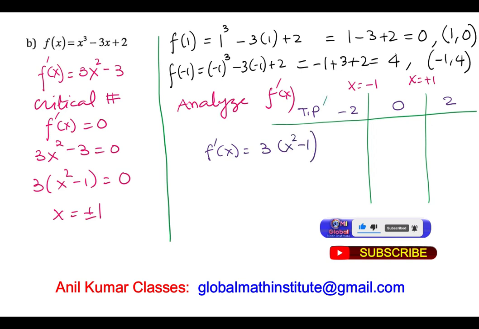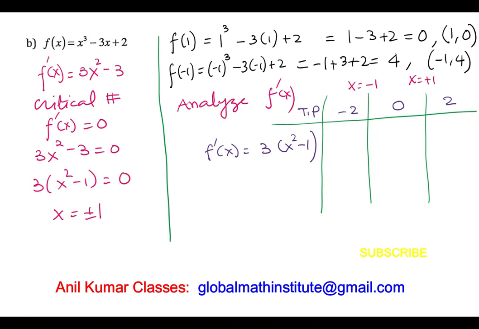If we check whether it is positive or negative, if I substitute minus 2, we get a positive value. Substituting 0 will give us a negative value. And then with 2, we have a positive value. That means the function is increasing in the interval before x equals minus 1, decreasing in between minus 1 and 1, and then again increasing. Now, when the function is increasing and then decreasing, it gives us a local maximum at minus 1, and then decreasing to increasing gives us a local minimum at plus 1.